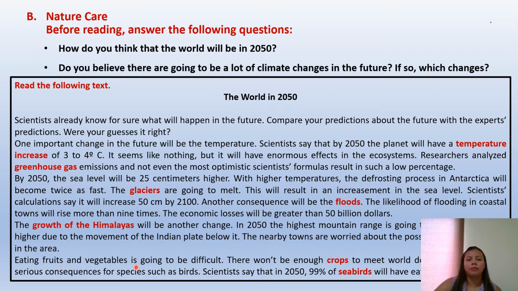Eating fruits and vegetables is going to be difficult. There won't be enough crops to meet world demand. There will be serious consequences for species such as birds. Scientists say that in 2050, 99% of seabirds will have eaten plastics.